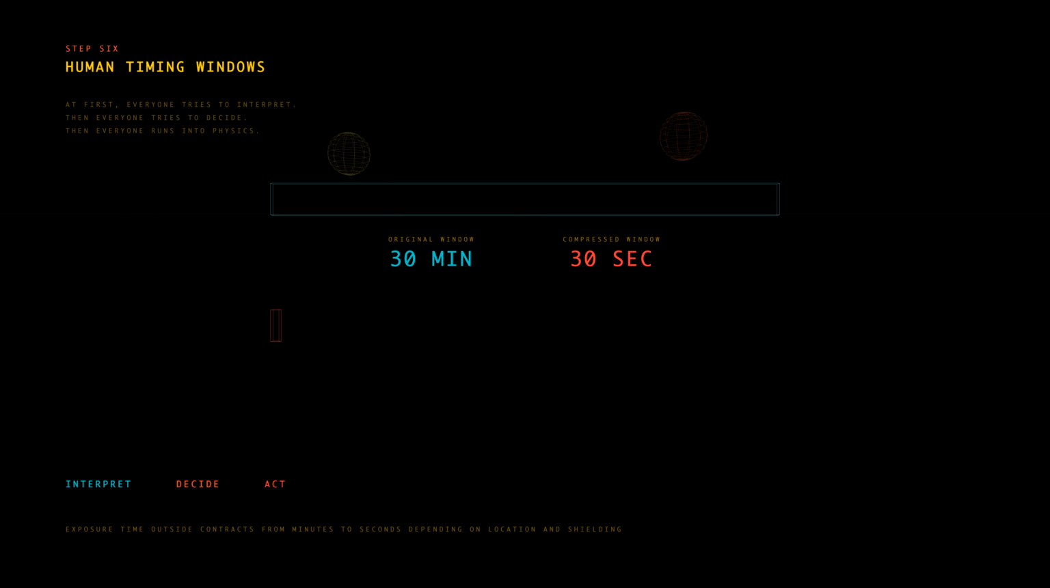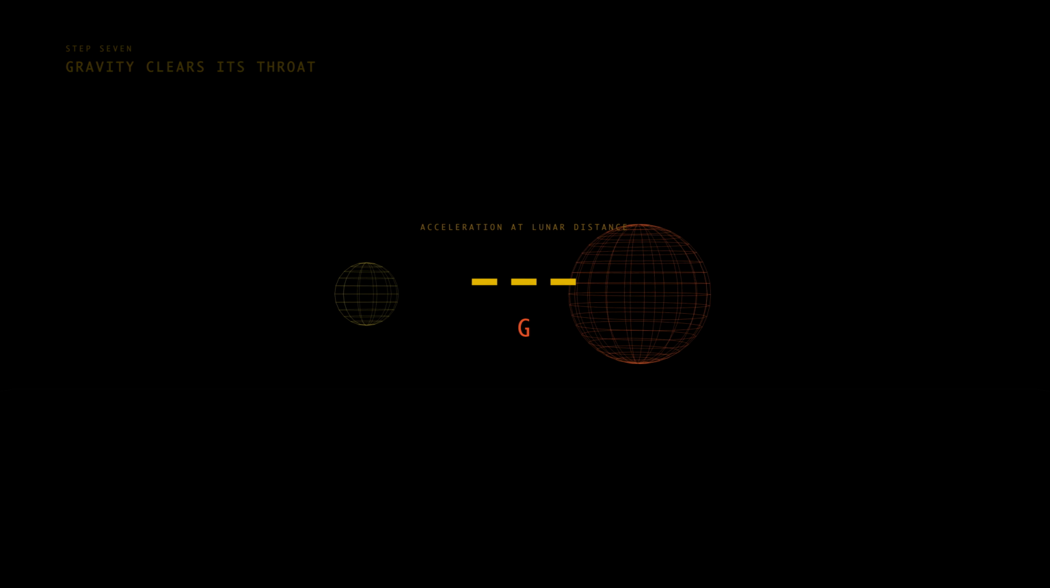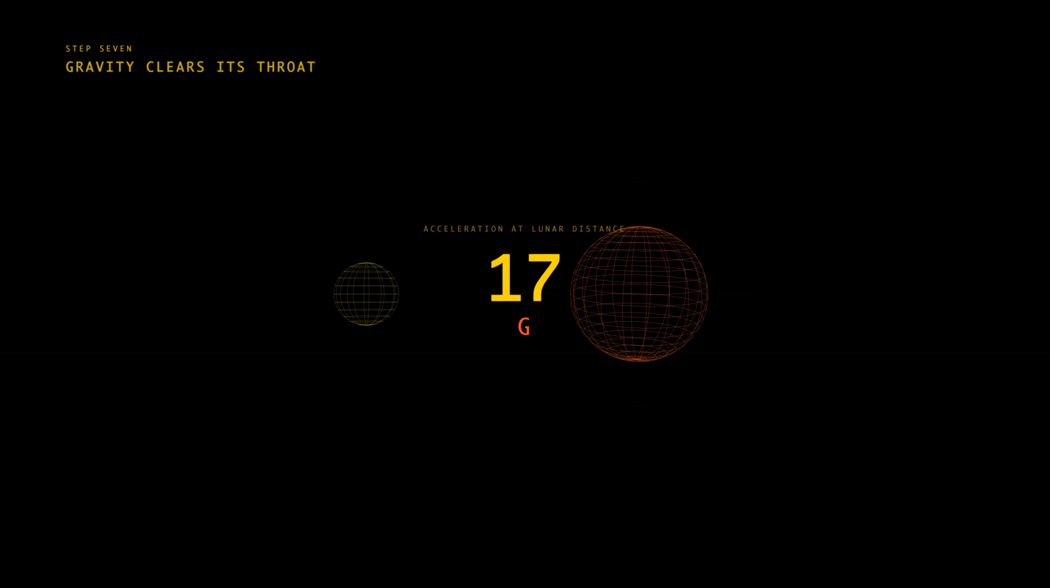Emergency planning assumes roads, communications, and coordinated response. Those assumptions now have two shadows too. Step 7. Gravity clears its throat.